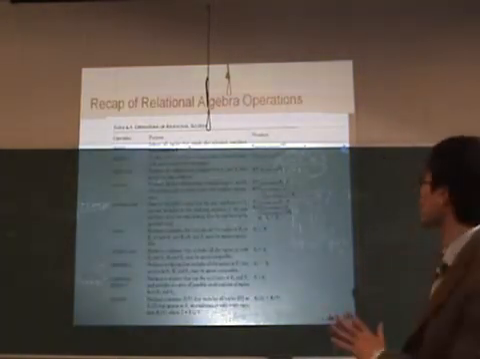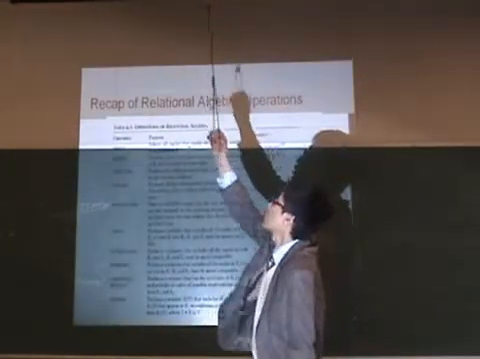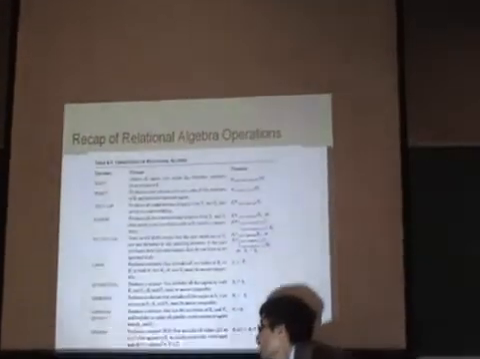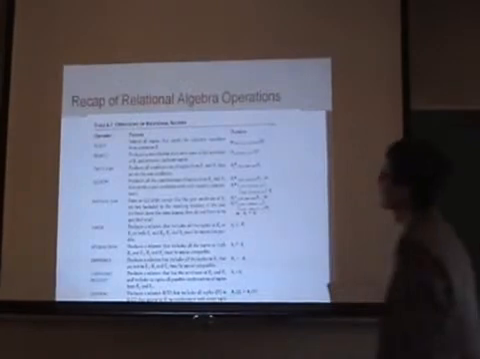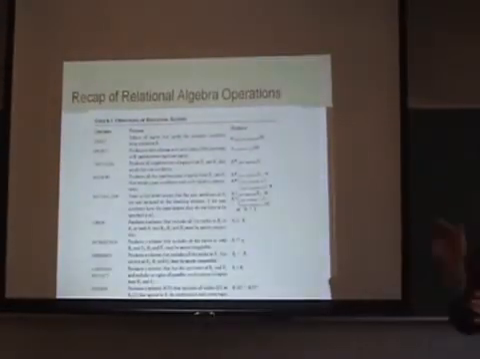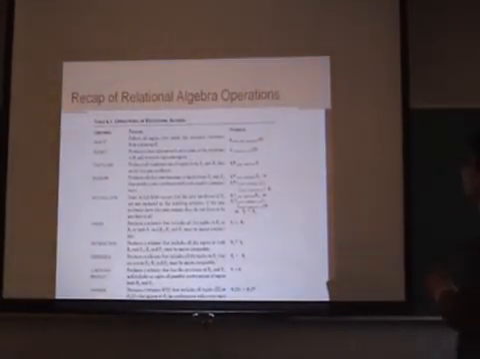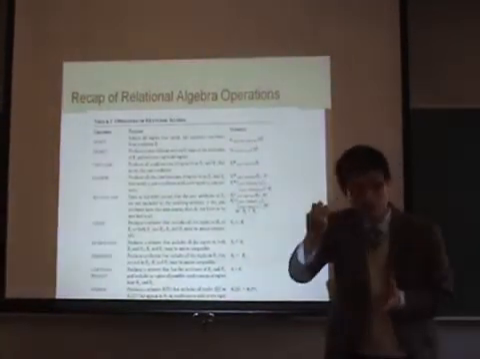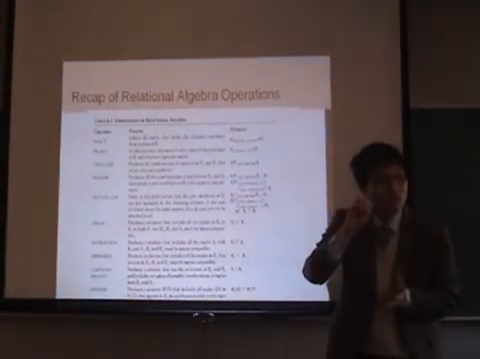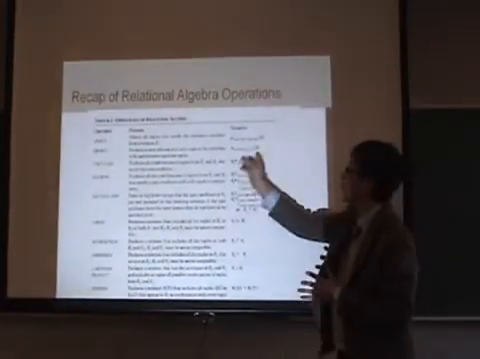So this is a summary of the relational algebra that we have learned so far. It will take just less than a minute. Select: we can specify the tuples using the symbol and a condition. Project: we can specify a set of attributes.